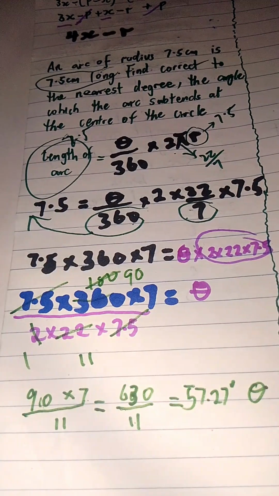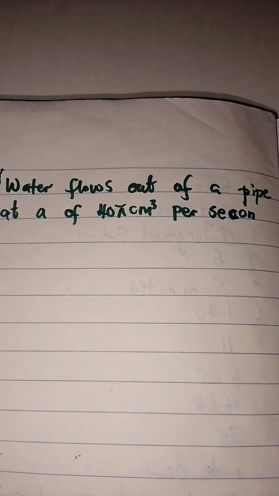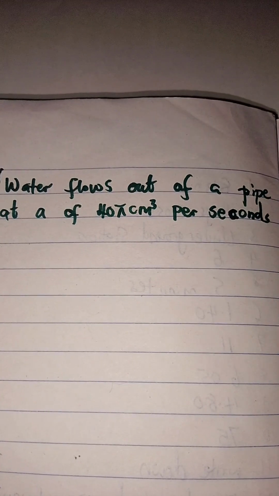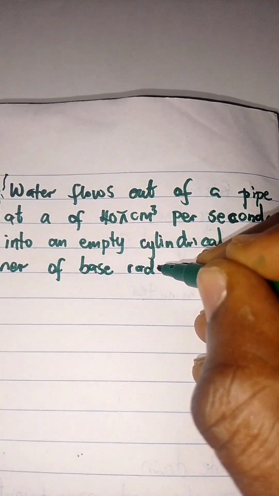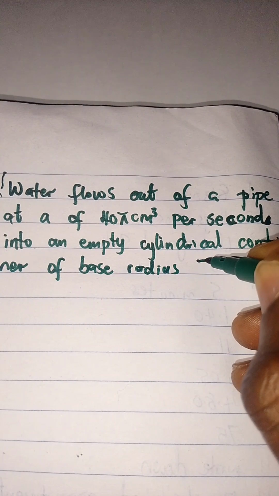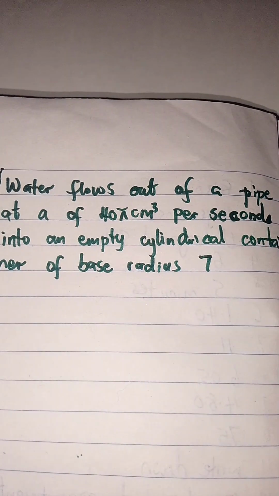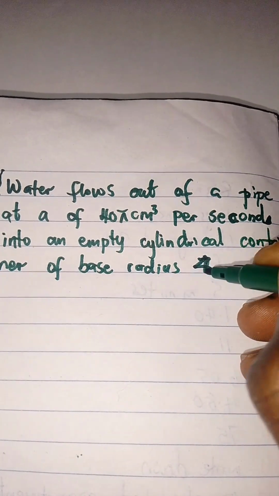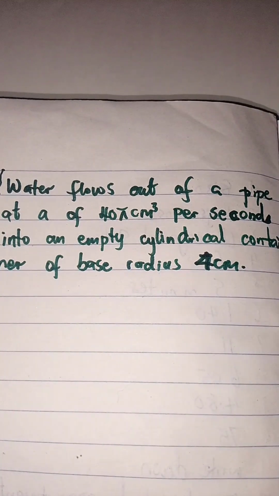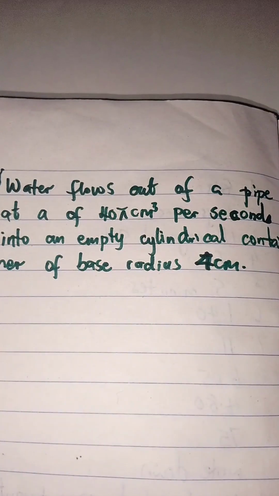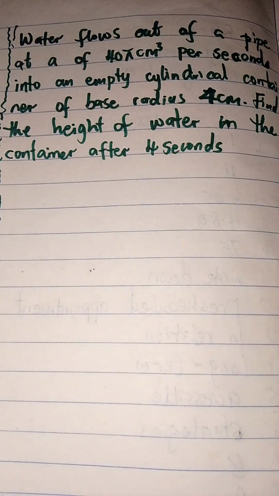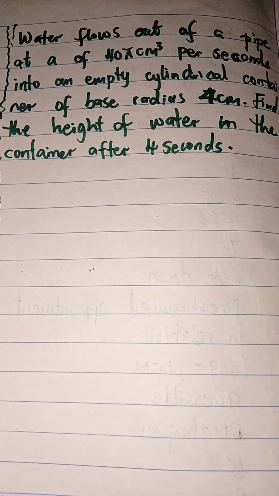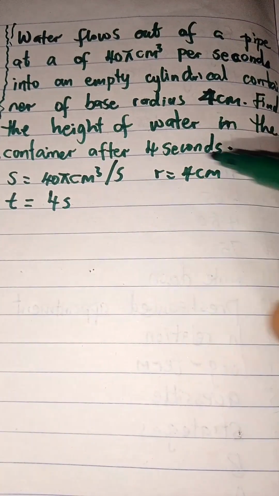Water flows out of a pipe at a rate of 40 pi centimeter cube per second into an empty cylindrical container of base radius 4 centimeter. Find the height of water in the container after 4 seconds. Rate is 40 pi centimeter cube per second, radius is 4 centimeter, time is 4 seconds.